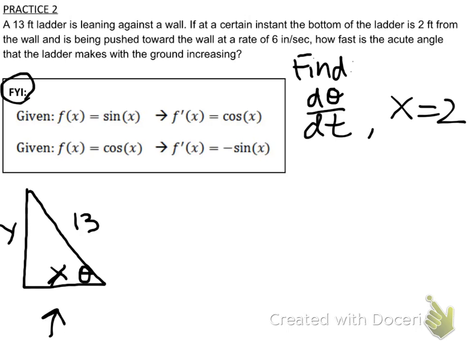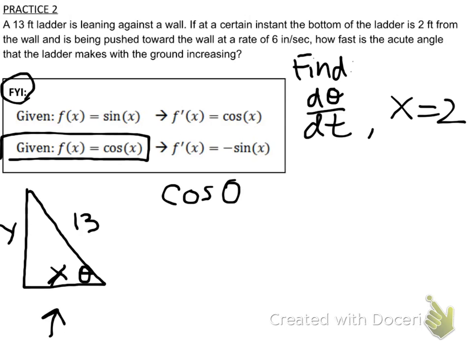So, we know x, and we know 13. We want to find theta. Is there any equation that helps us show the relationship between x and 13? That's right. We actually don't even need to use the sine equation, but we are going to be using this cosine equation. We know that cosine theta equals x over 13, adjacent over hypotenuse.